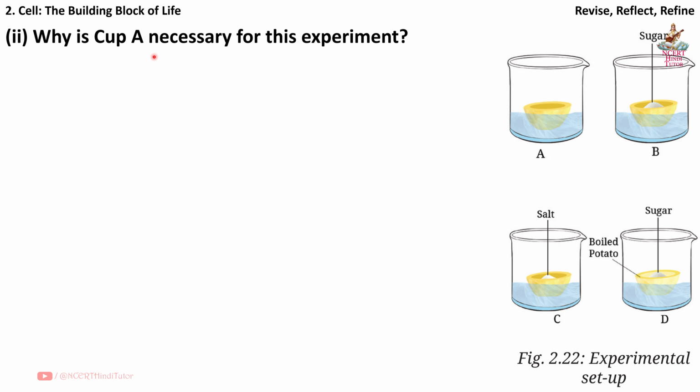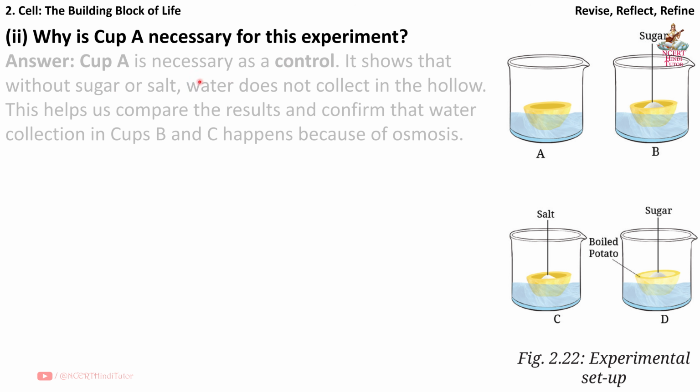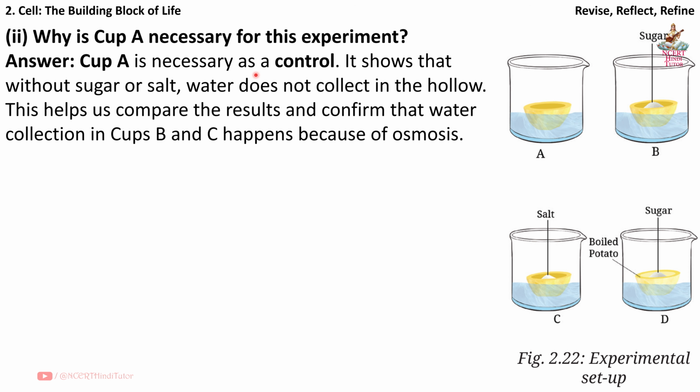Second, why is cup A necessary for this experiment? Answer: cup A is necessary as a control. It shows that without sugar or salt, water does not collect in the hollow. This helps us compare the results and confirm that water collection in cups B and C happens because of osmosis.